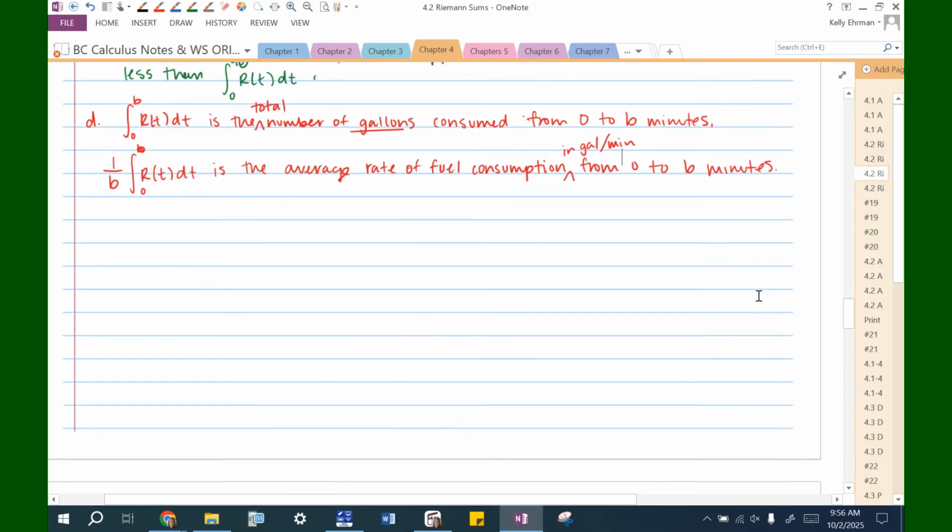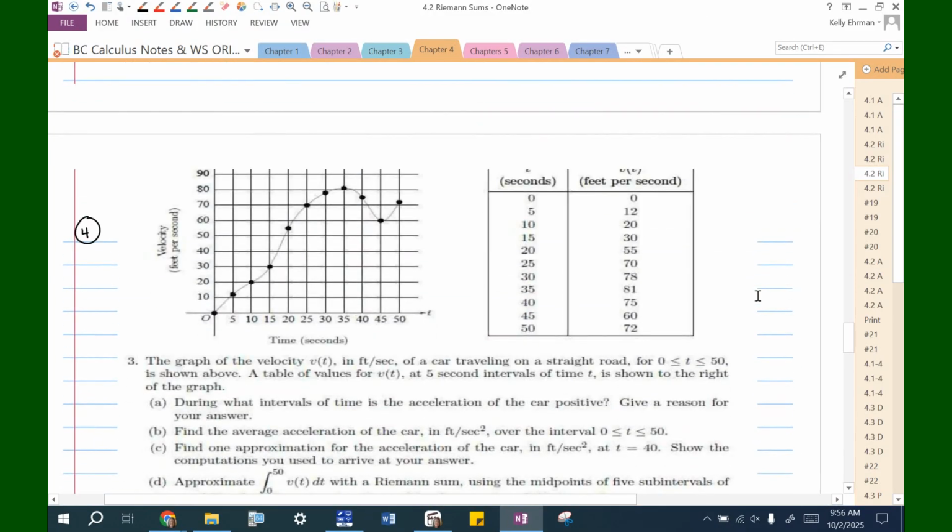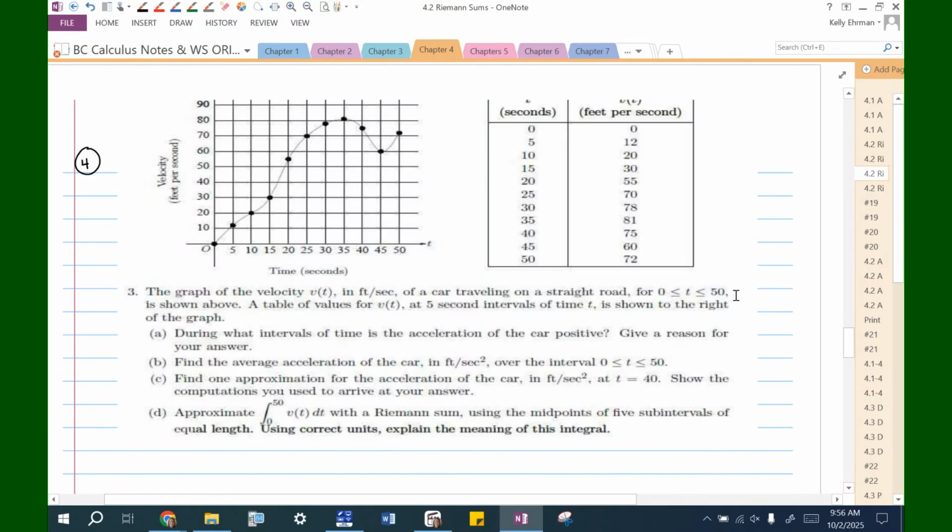Okay, done. Second problem. We have another graph. This one's not strictly increasing. We have points on the table again. So here we have the graph of the velocity, v of t in feet per second, of a car traveling on a straight road for 50 seconds is shown below. A table of values for v of t at 5-second intervals is shown to the right.